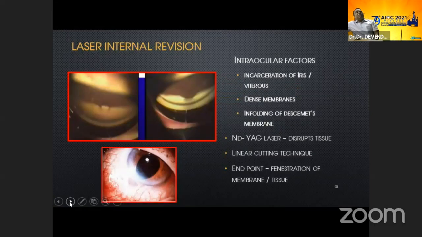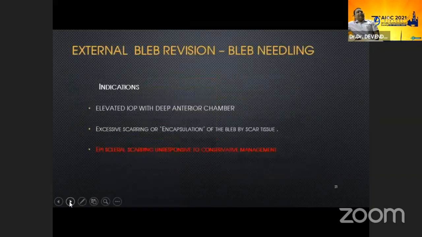And whenever the ostium is closed by incarceration of iris, vitreous, or dense membrane, or enfolding of the dense membrane, we can consider laser disruption. Most commonly we use the Nd:YAG laser.